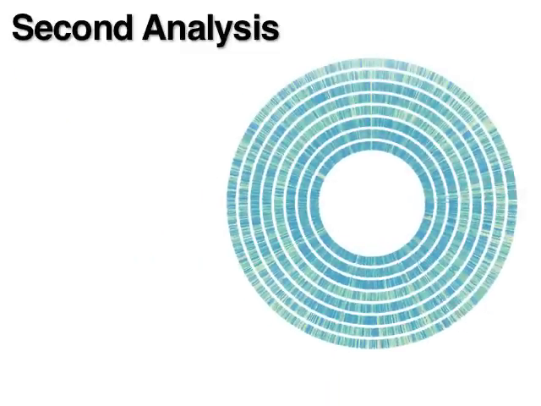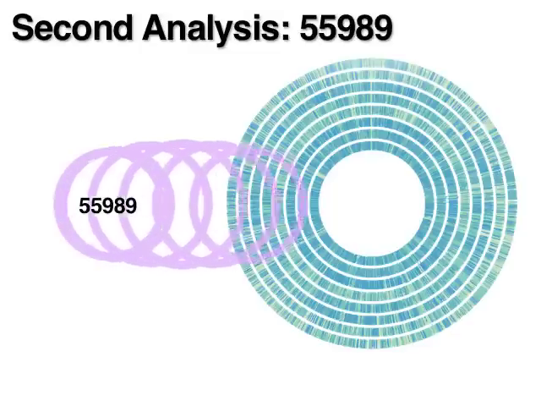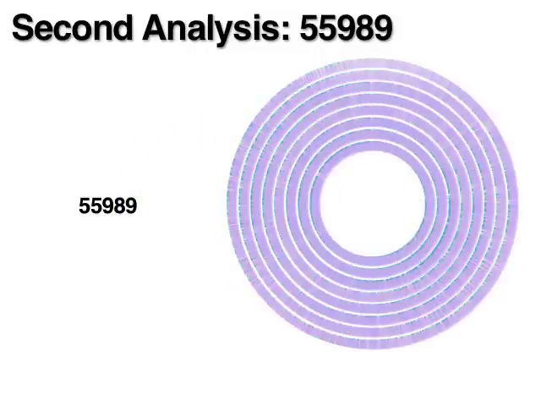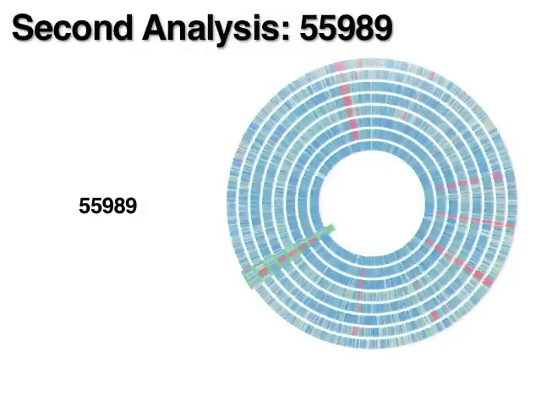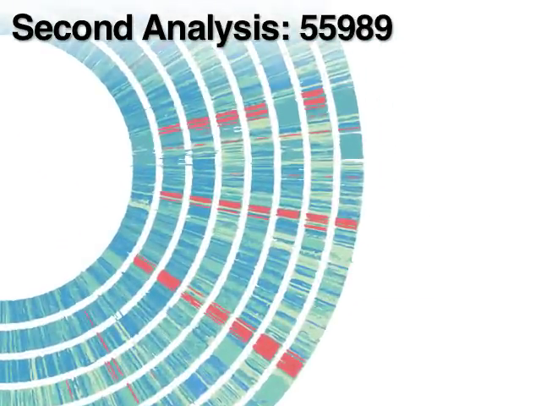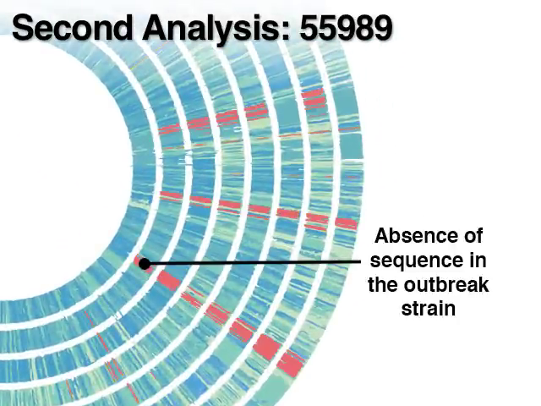In a second analysis, the investigators mapped the genomes of each of the sequenced E. coli strains to the genome of the strain 55989, which causes diarrhea but is not known to cause HUS. Red indicates regions present in the 55989 genome and absent in the comparator genomes. Comparison across the genomes suggests that the relative absence of sequence in the outbreak strain is unlikely to be relevant to the severe pathogenesis of the outbreak strain.